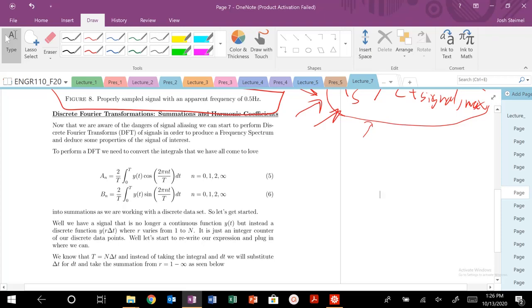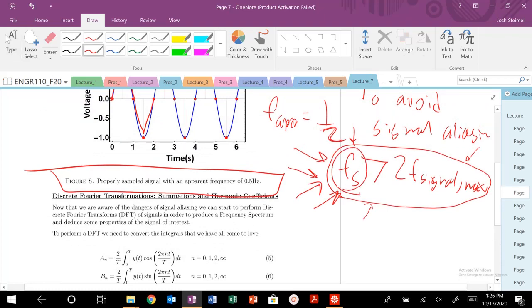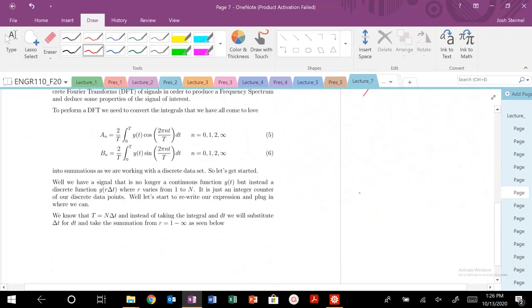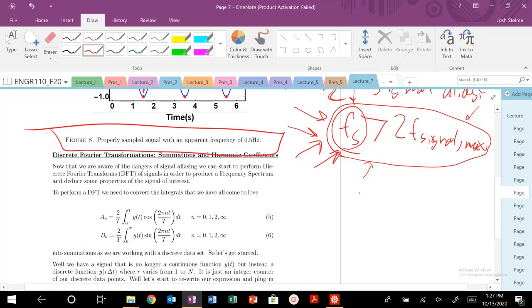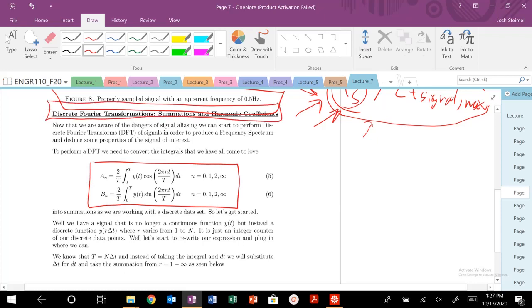Of basically this concept of signal aliasing and how we're going to choose our sampling frequency in order to avoid aliasing our signal, we can now get to the work of rewriting our expressions, and specifically our expressions for our harmonic coefficients, which we previously developed for continuous Fourier transforms, and now do that for discrete Fourier transforms.